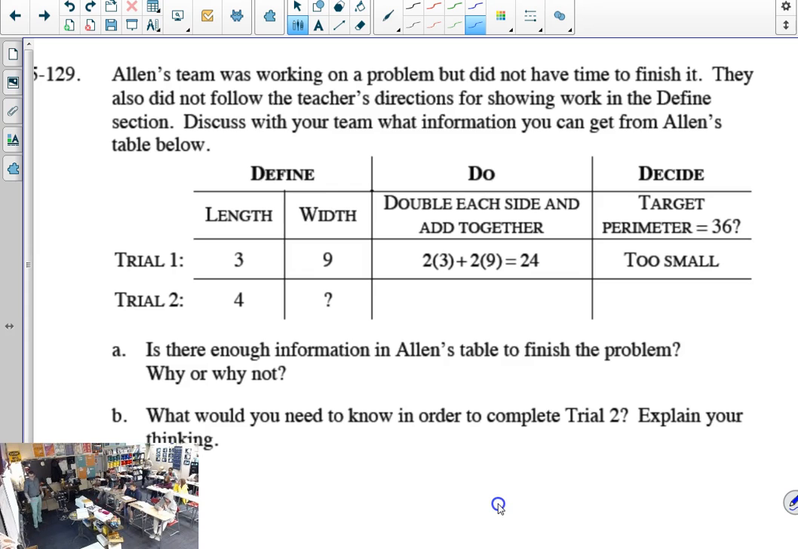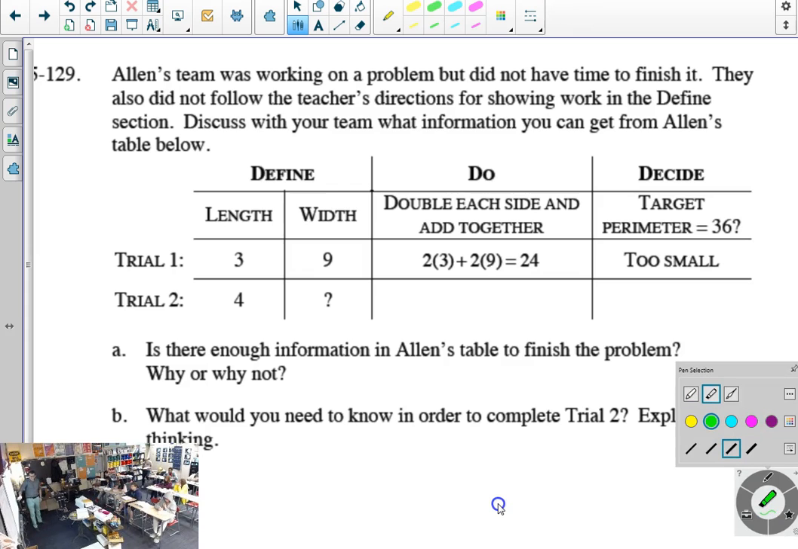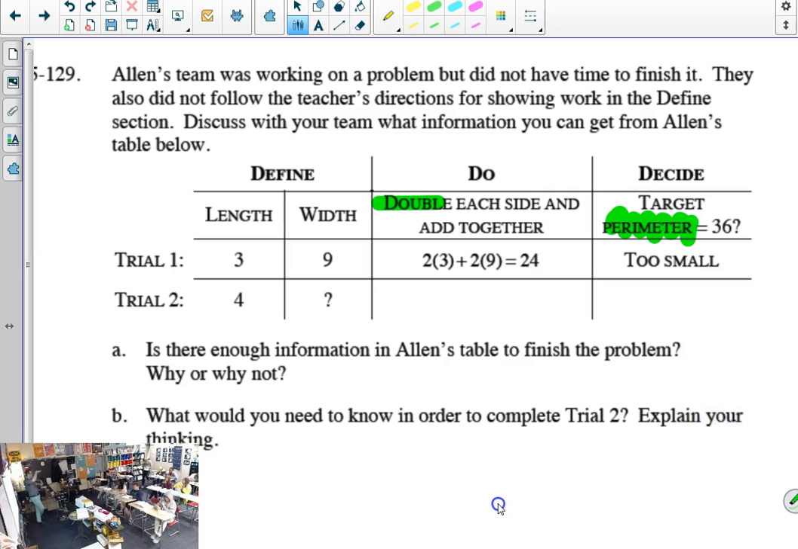What they're working with here is perimeter. So Ron says to get perimeter, you have to add up all the sides. And in a rectangle, we have 2 lengths and 2 widths. That's why they're doubling each side. Now, we just have one trial shown to us.